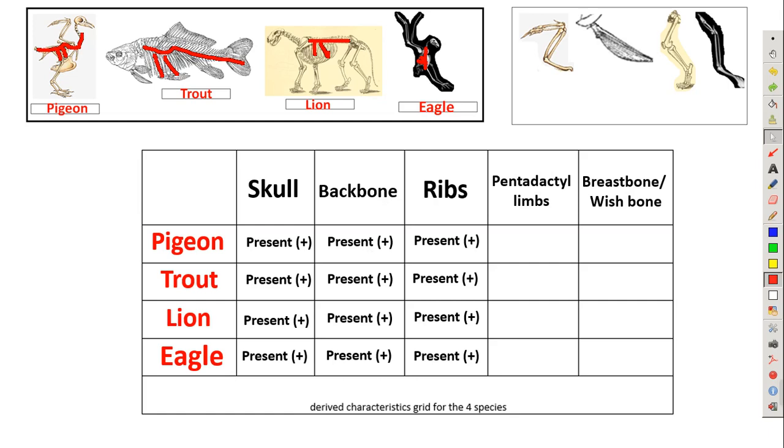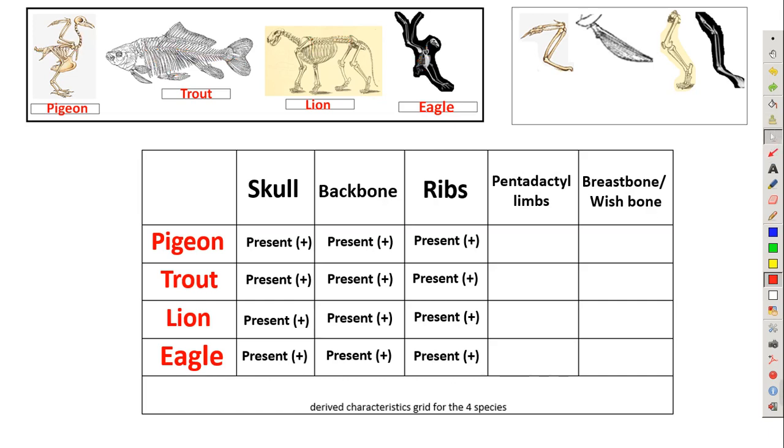For the moment, we can't really say which species is closest to another species because they all have the same number of characteristics in common. They all have 3 characteristics in common: skull, backbone and ribs. That is why we need more characters to determine which species is closer to another species.